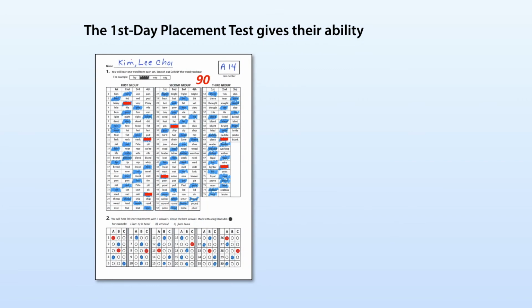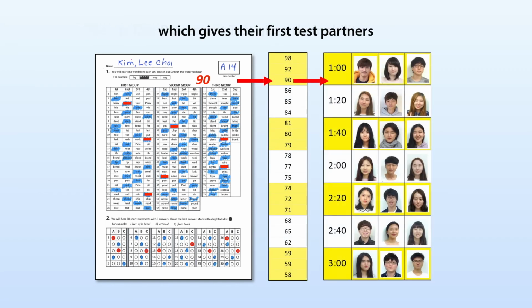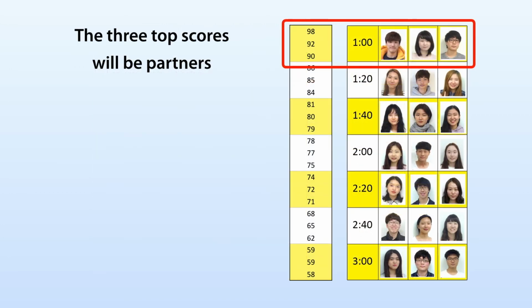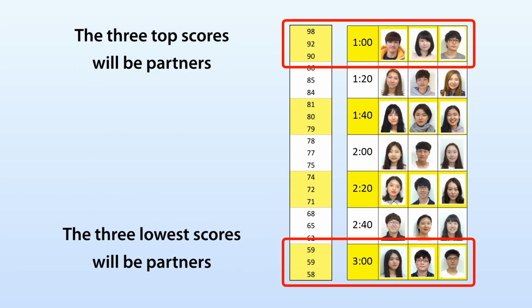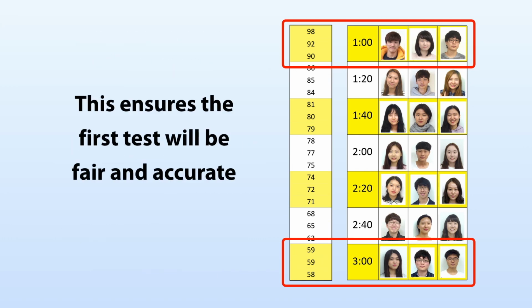Partners. The first day placement test gives their ability, which gives their first test partners. The 3 top scores will be partners. The 3 lowest scores will be partners. And every group in between. This ensures the test will be fair and accurate.